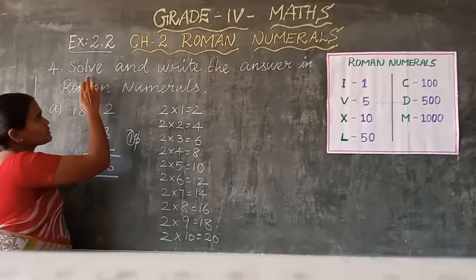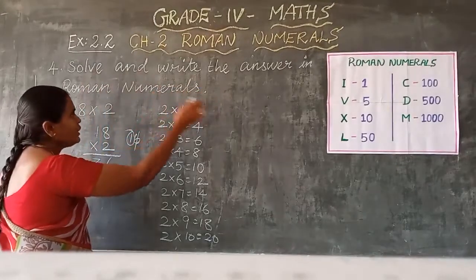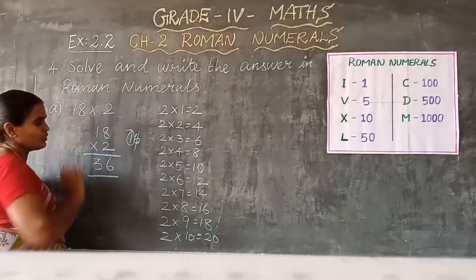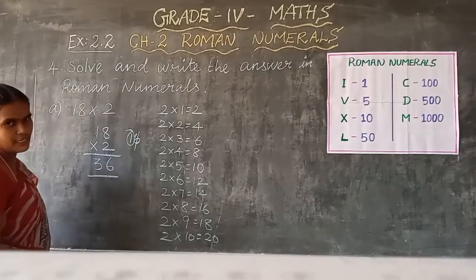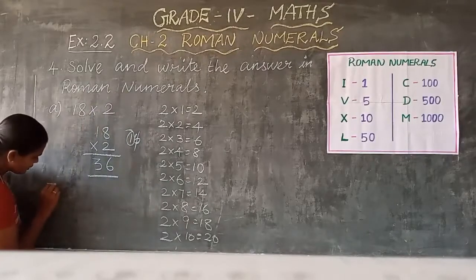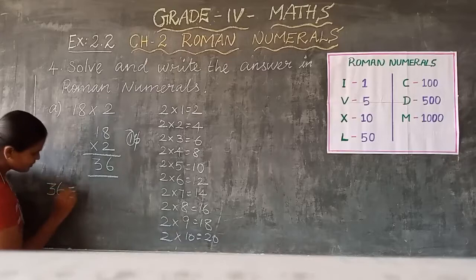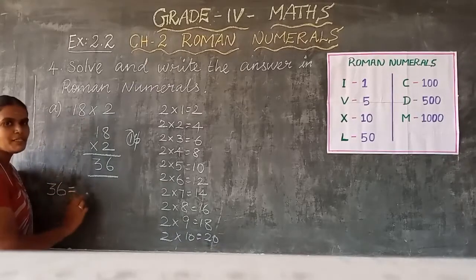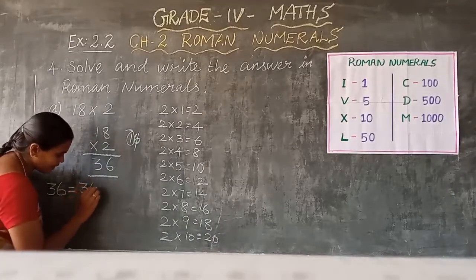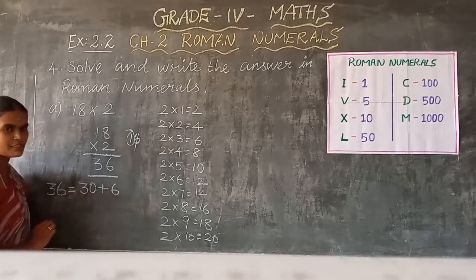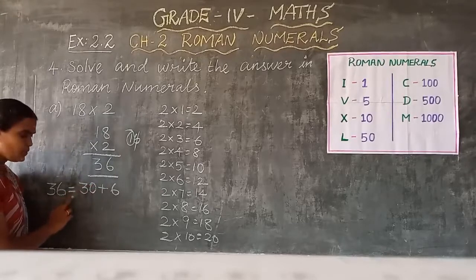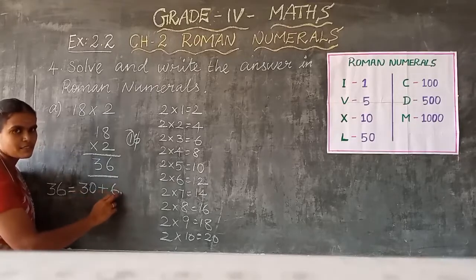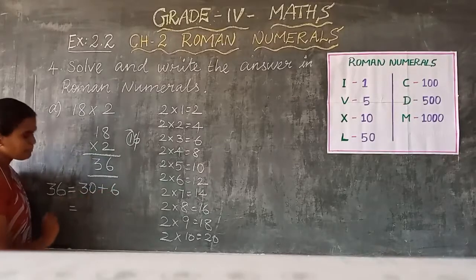So your question says, solve and write the answer in Roman numerals. So here 36. What is the expanded form of 36? 30 plus 6. So what is the Roman number for 30?